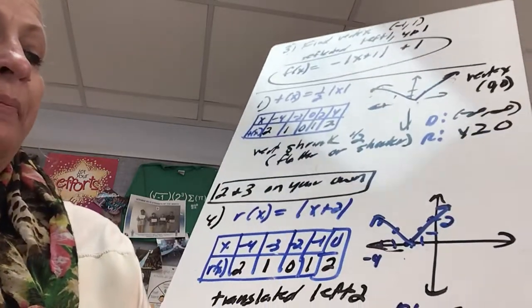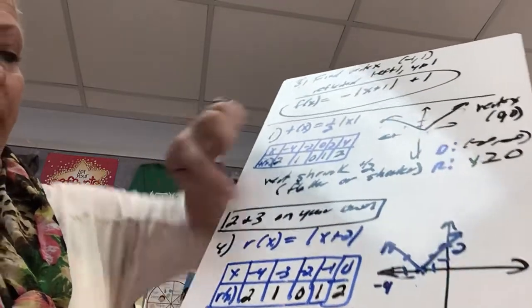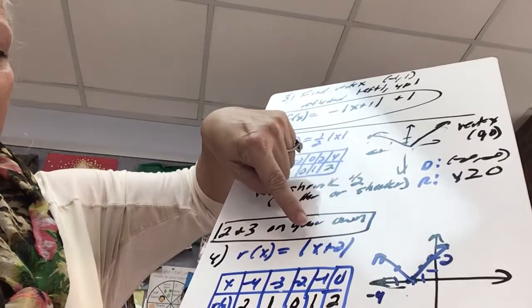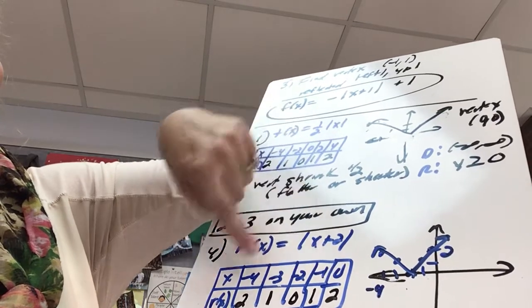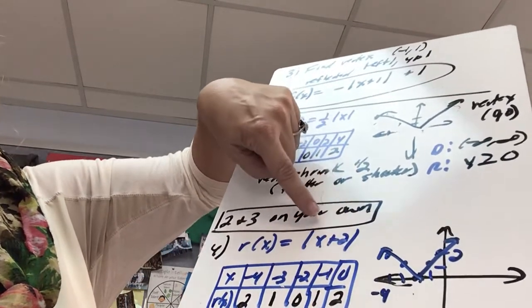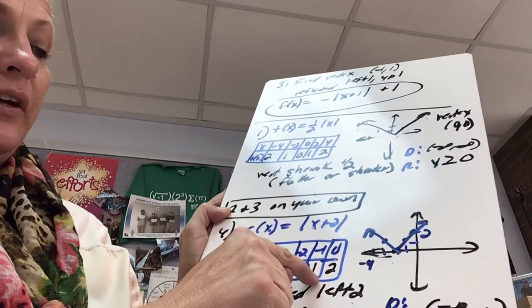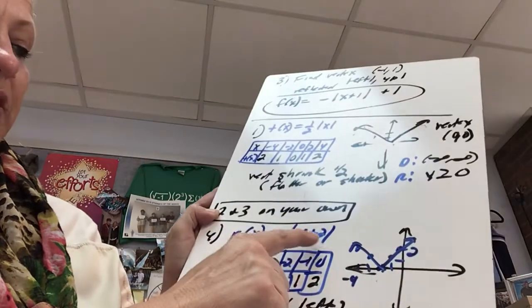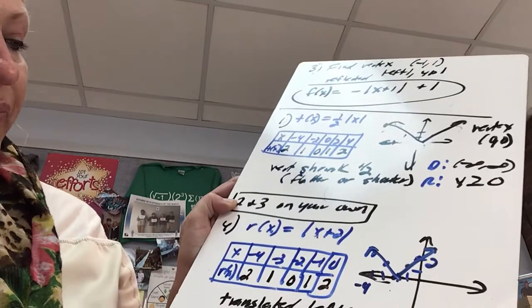So number 4, I gave you some domain values to plug in. So the absolute value of negative 4 plus 2 is negative 2. Absolute value of negative 2 is 2. All right, negative 3 plus 2 is the absolute value of negative 1, which is 1. Negative 2 plus 2 is 0. Absolute value of 0 is 0. Negative 1 plus 2 is 1. Absolute value of 1 is 1. And 0 plus 2 is 2. Absolute value of 2 is 2.